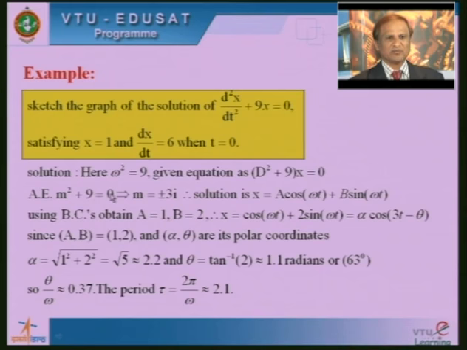So, m square is equal to minus 9, therefore, m is equal to plus or minus 3i. So, therefore, the solution is x is equal to a cos omega t plus b sin omega t. Friends, you may ask how we are going to write down this equation. Again, it is very simple, by using the superposition principle. We are able to write down this equation because the roots are complex.